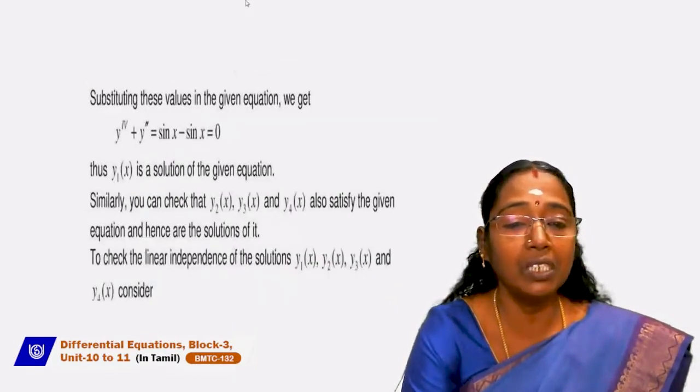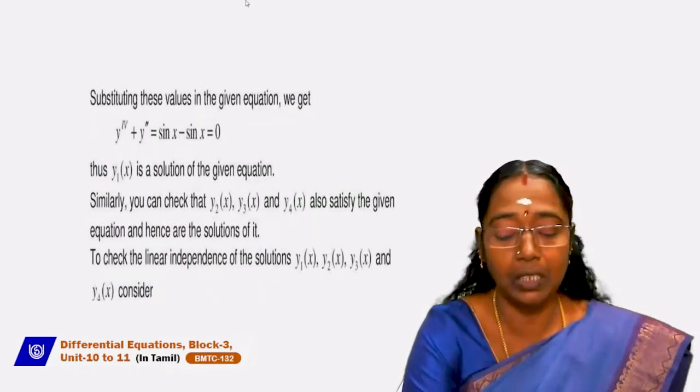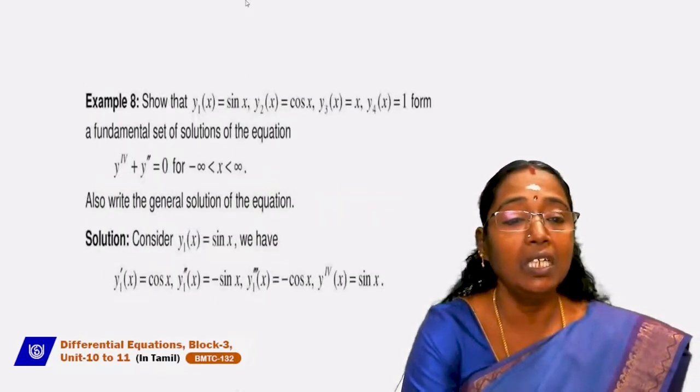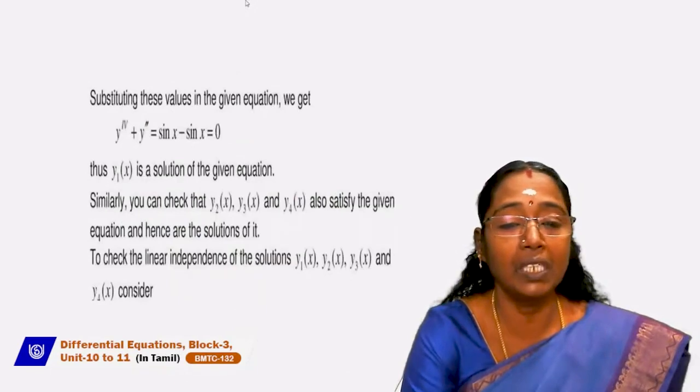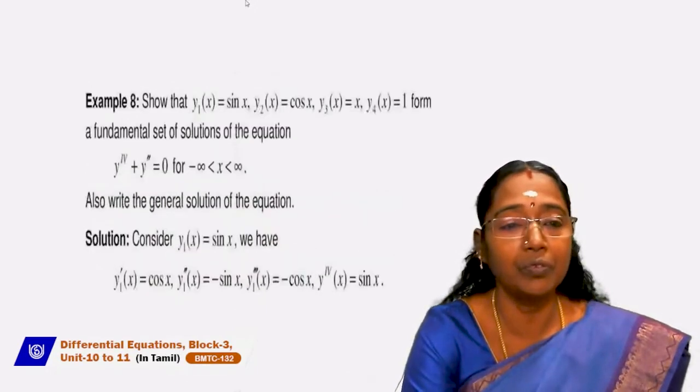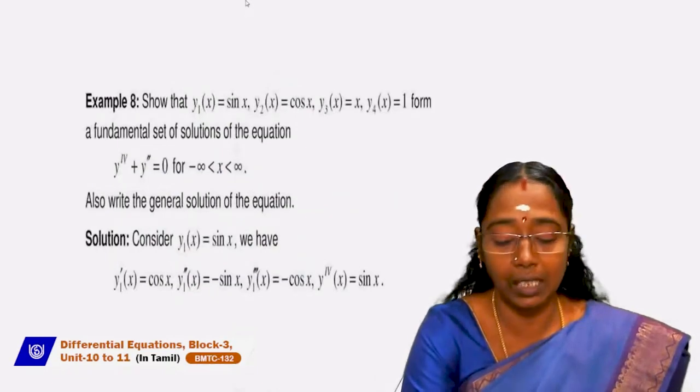So after obtaining the solutions, you have to check whether they are linearly dependent or linearly independent. Only then can you write a general solution of the given equation. So you have to verify linear independence. You have four functions, namely sin x, cos x, x and 1.